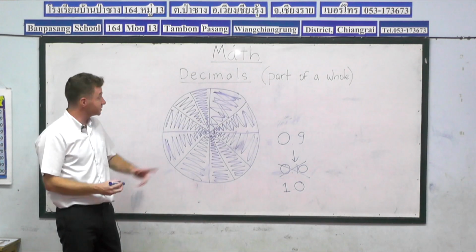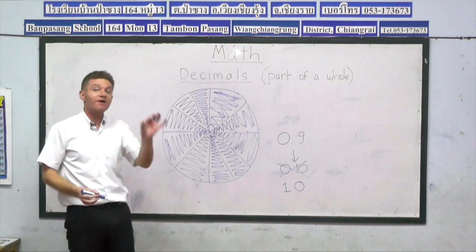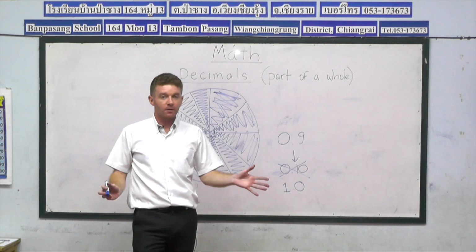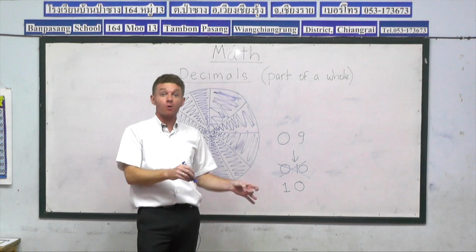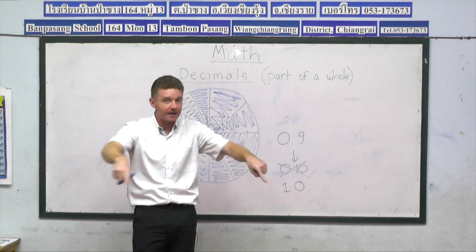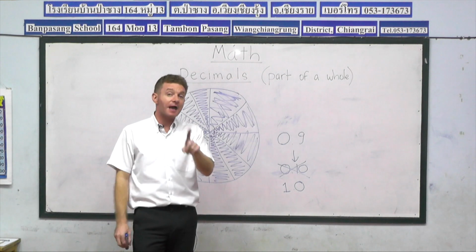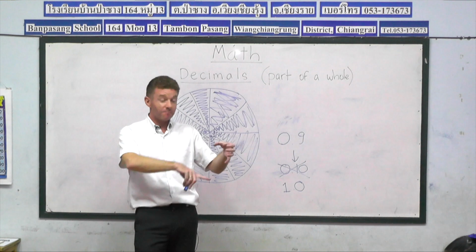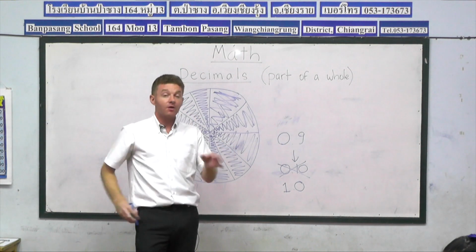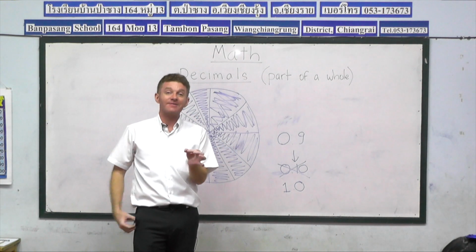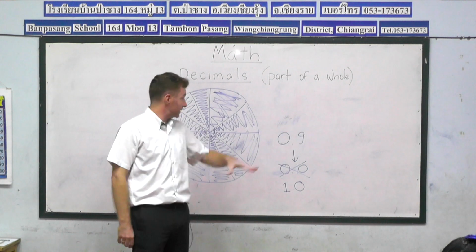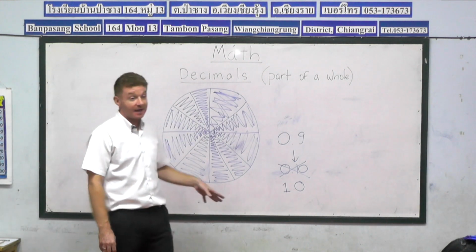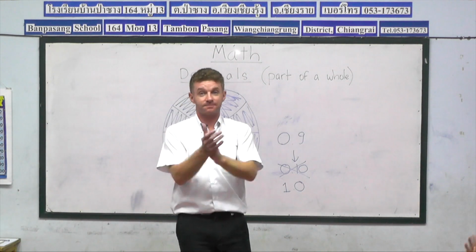1.0, that means whole. If we have 1.0 of something, it means it's full. If I have 1.0 of a cake, it means I have the full cake. If I have 1.0 of a glass of orange juice, it means the glass is full. 1.0 as a decimal means full. And as you can see, it's represented by our full circle. So guys, that was brilliant. Very well done.